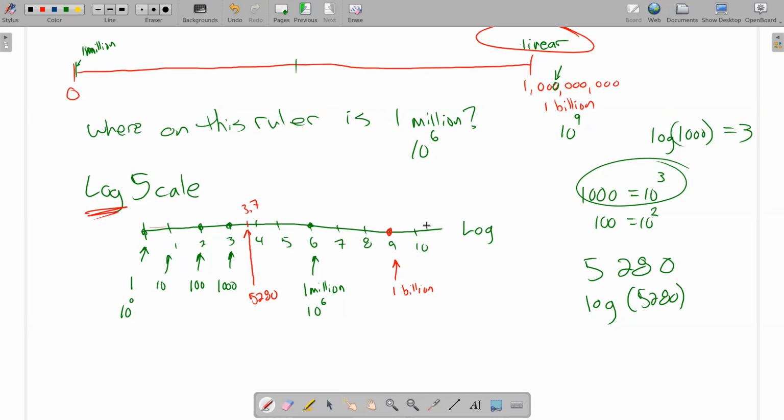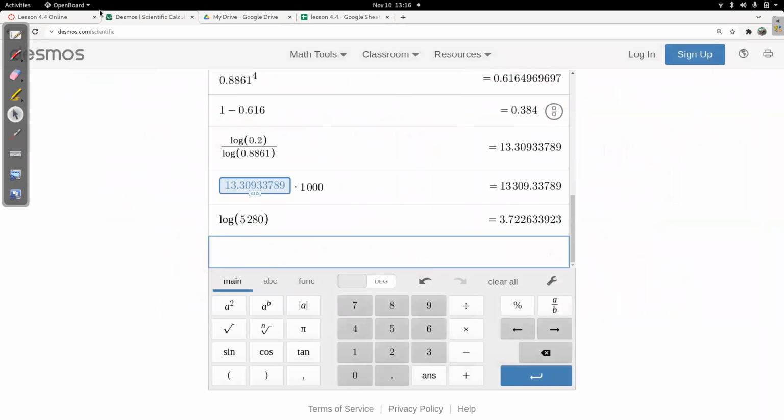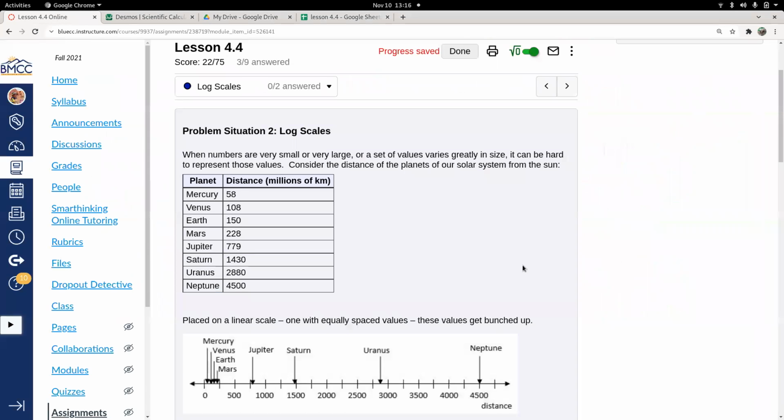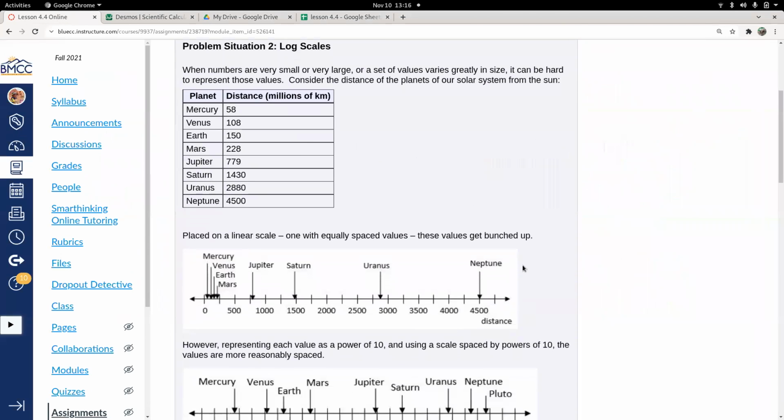That's what log scales are about. All right, back to the assignment. So that's what they're pointing out right here.